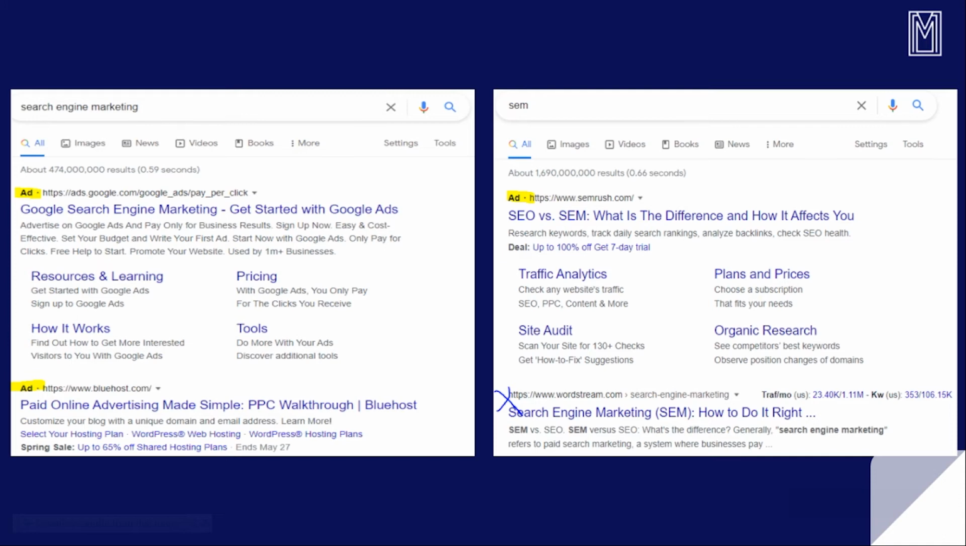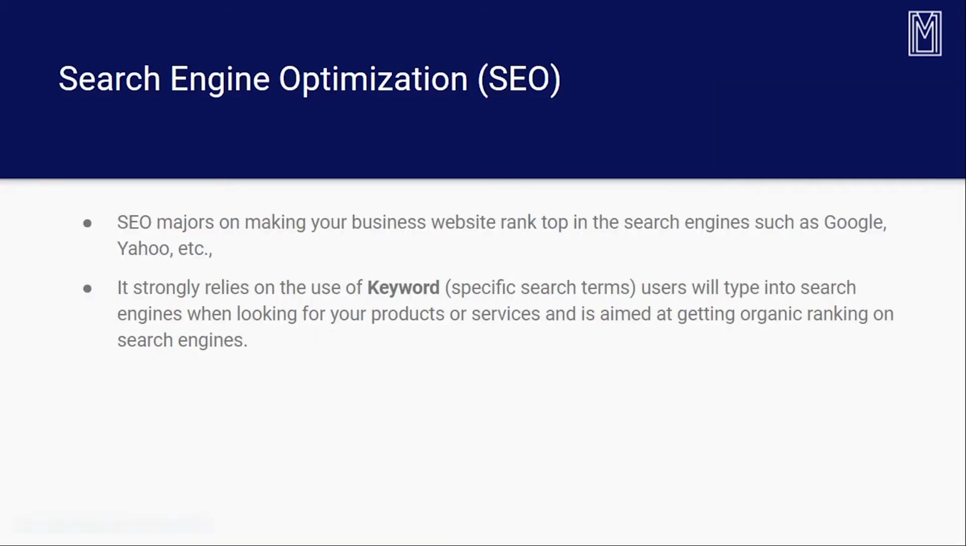So moving to the next one to talk about the organic part of the search engine results, that's search engine optimization. Search engine optimization majors on making your business website rank top in search engines such as Google, etc. And it strongly relies on the use of keywords, that are specific search terms which users will type into search engines when looking for your products or services. And of course, this is basically to get organic ranking on search engines.